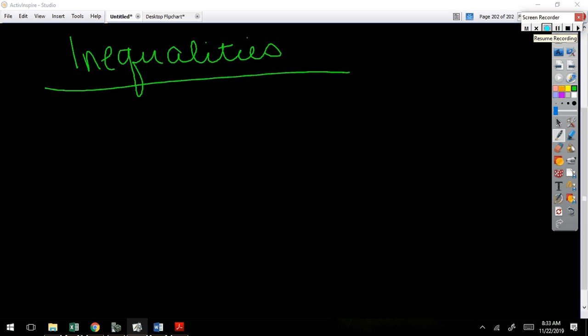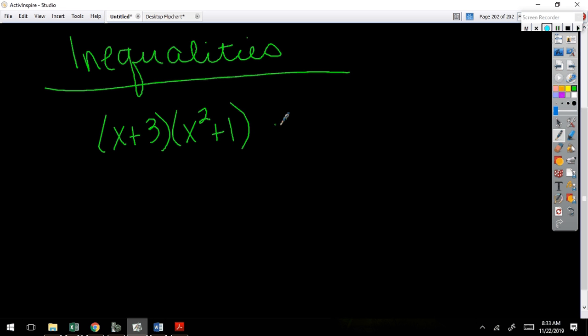So here's what we're going to do to make life a little bit easier. If we're solving an inequality, so I'm trying to think of how I want to go with this. Let's say x plus 3 times x squared. I'm going to grab this one out of the book because it's easier. Just say greater than zero. If I want to know where this inequality, where this function is greater than zero, okay?